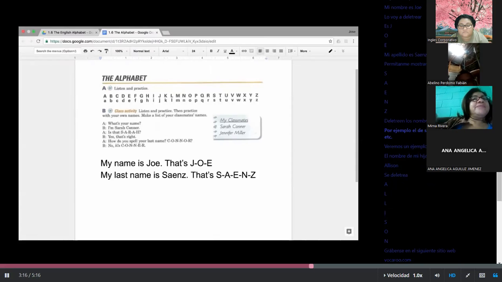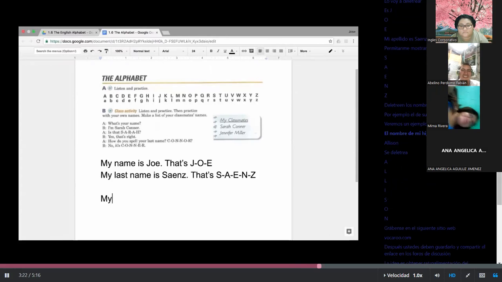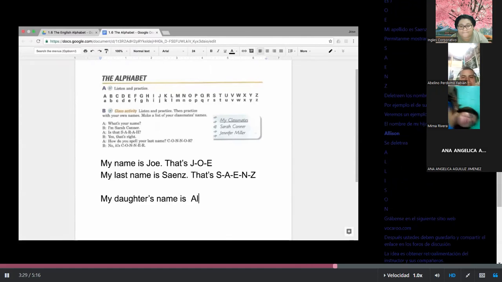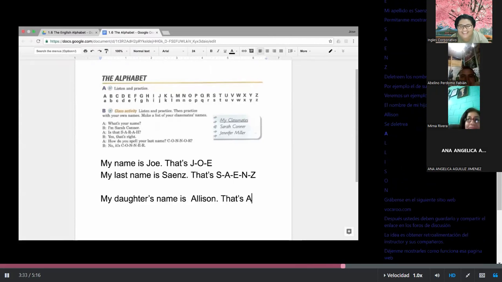For example, your children, wife, parents, etc. I'll give a quick example of that. My daughter's name is Allison. El micrófono. That's A. El perrito. L.